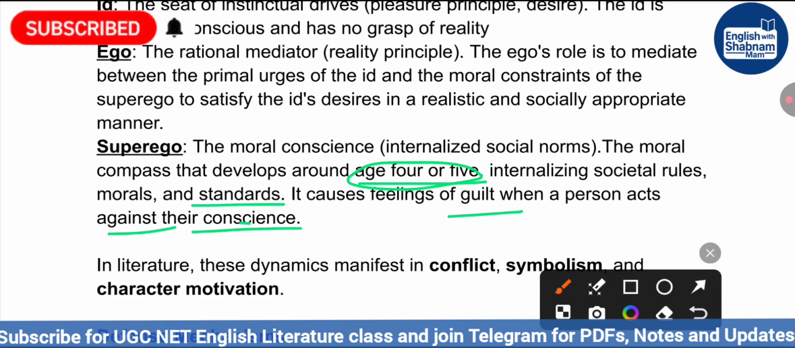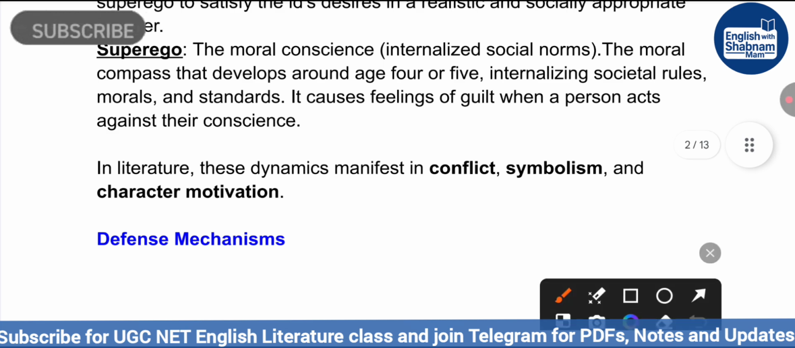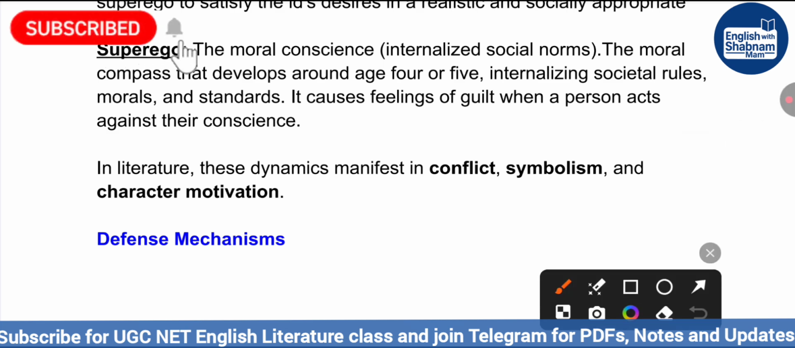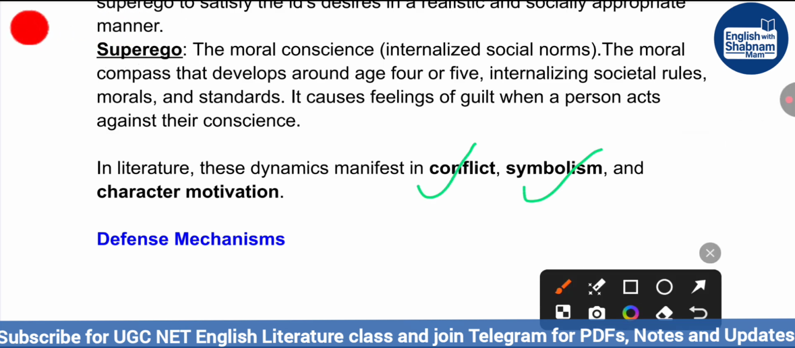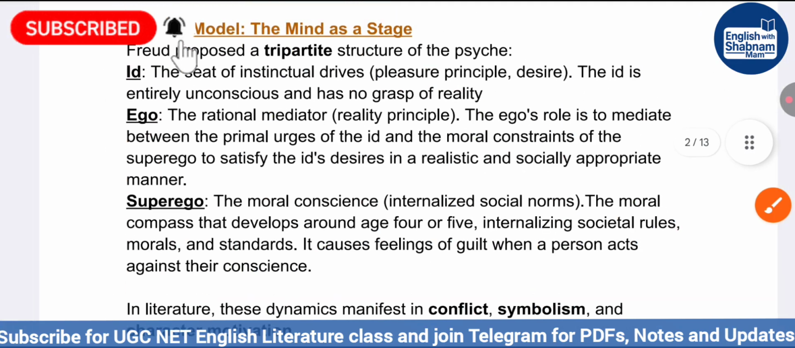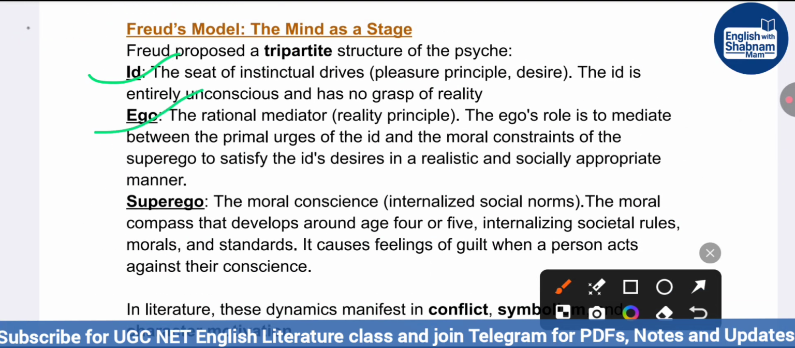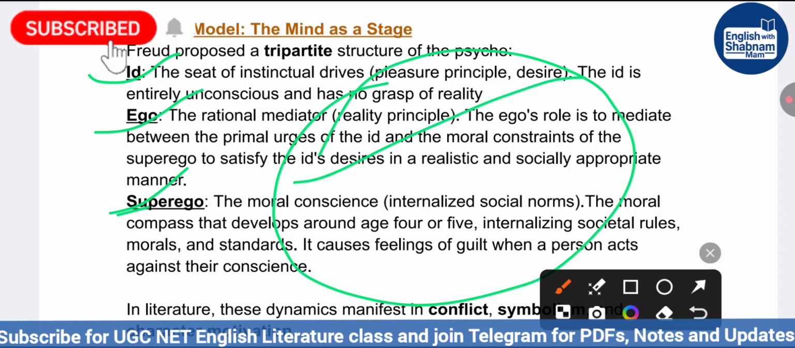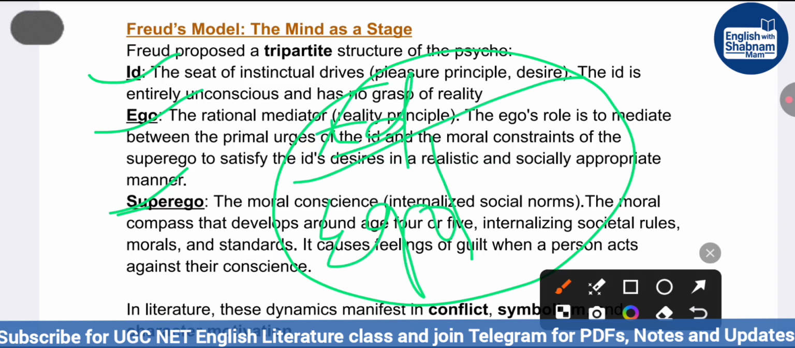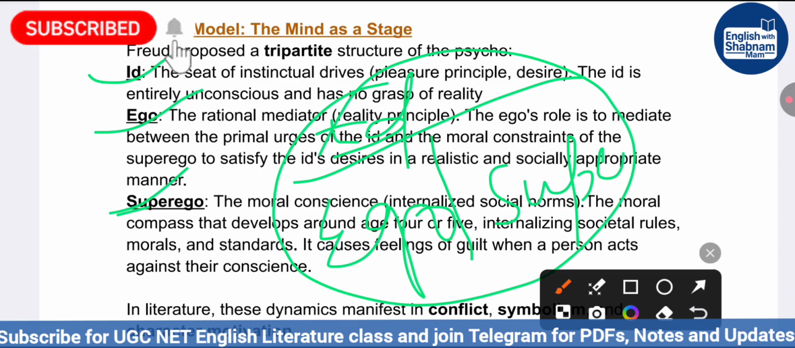Okay, so in literature, how do all these three work? In literature, these dynamics manifest in conflict, symbolism, and characters' motivation. So this thing you must remember, it's very important: id, ego, and superego. You can remember the diagram. Okay, superego.